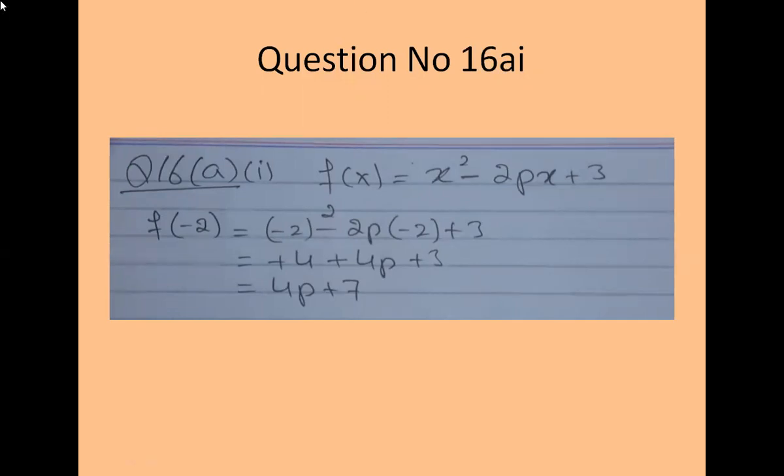So you will have, inside the bracket, minus 2 squared, minus 2 into p into minus 2, plus 3. So it will become 4, it will become plus 4p plus 3. So 4 plus 3 will be 7. So you will have 4p plus 7. 4p plus 7.